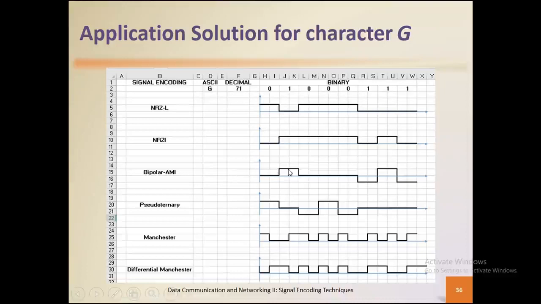For the bipolar AMI, you have your zero representing the absence of a voltage pulse, so it's level, and keep in mind this is where you have the multi-level, where you have the 3 levels of signal representation. In bipolar AMI, you only transition and alternate on the ones and not on the zeros. Zeros always remain level.